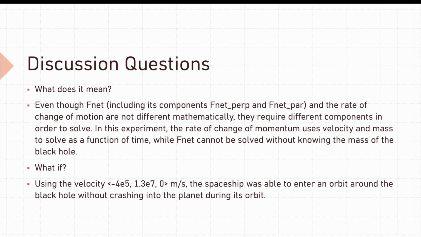And then, what if? Using some trial and error to determine what initial velocity would mean that the spaceship was able to enter orbit with the black hole, it was determined that the initial velocity of -4 times 10 to the 7th meters per second in the x direction, 1.3 times 10 to the 7th meters per second in the y direction, and 0 in the z direction, would be sufficient velocity for the spaceship to enter orbit around the black hole without crashing.